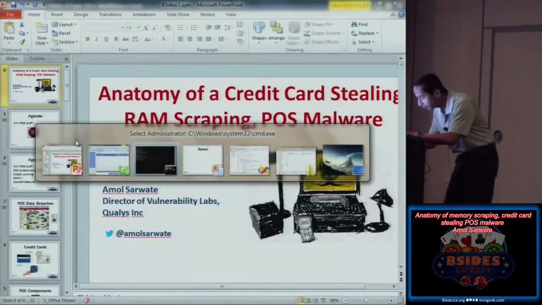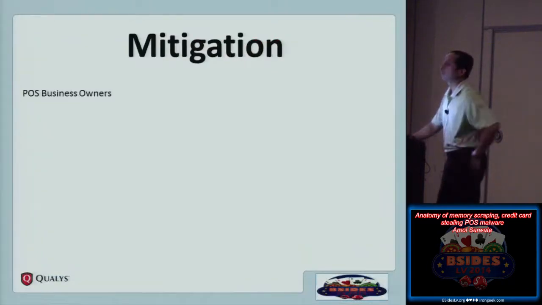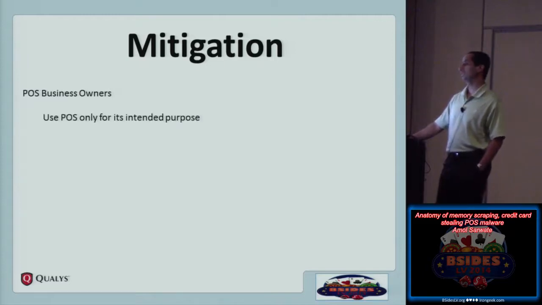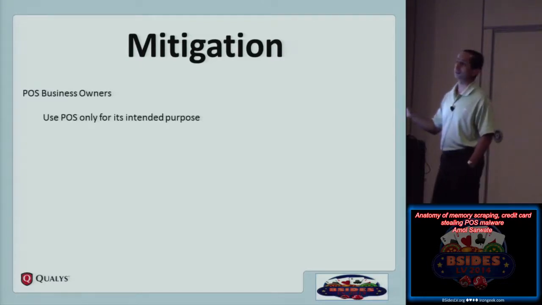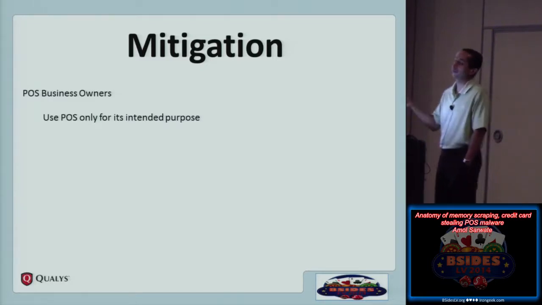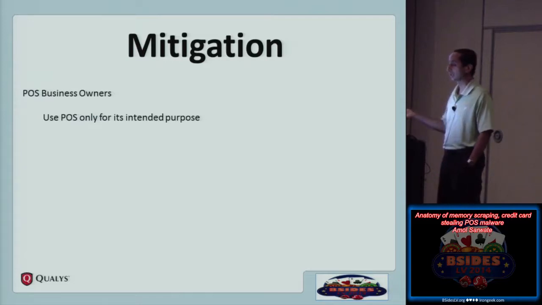If I can find it. So what can we do? What are some of the mitigation techniques? One is to use the POS only for its intended purpose. If people use a point of sale system as a point of sale system and don't check their email or Facebook or whatever, then the chances are that they won't click anything and the malware won't get downloaded in the first place. So I think that's the first thing, which is use the system for its intended use. It's a very simple thing. Don't use it to browse the net or whatever.